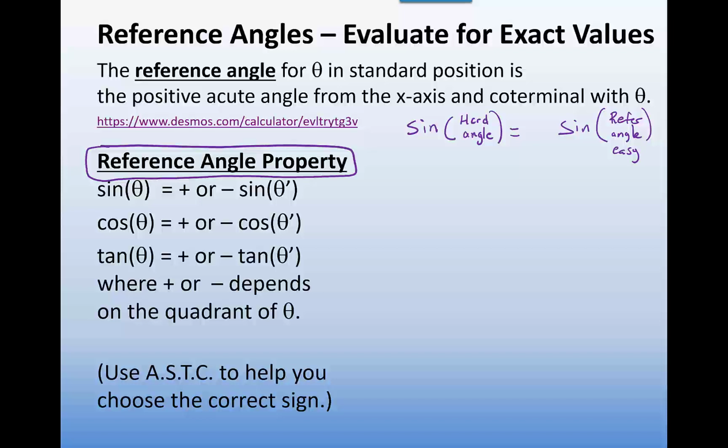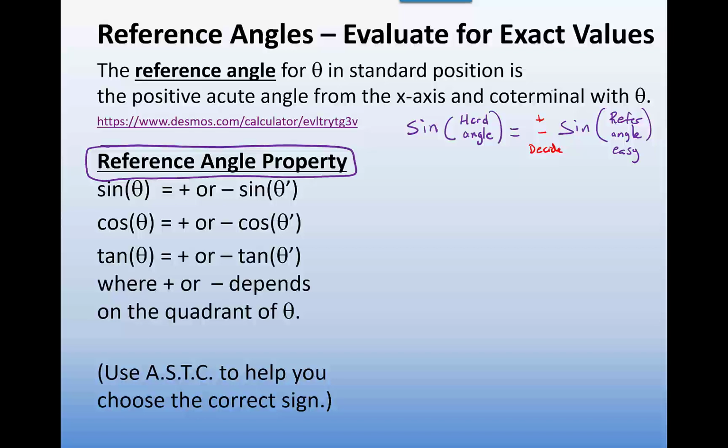And so if the hard angle is in 3 or 4, the answer will come out negative. So you do have to make a decision. Is it positive or negative? There's always a choice there that you have to decide. Okay, so that's something you have to decide.